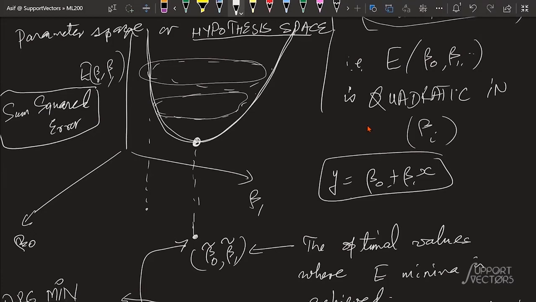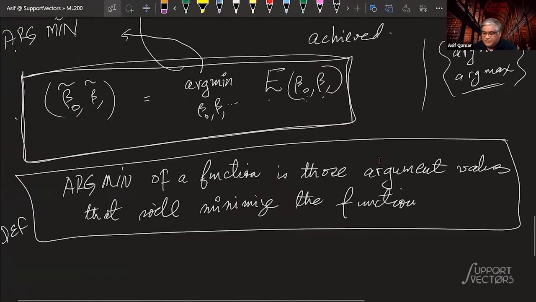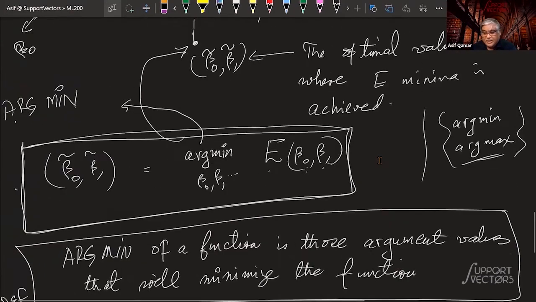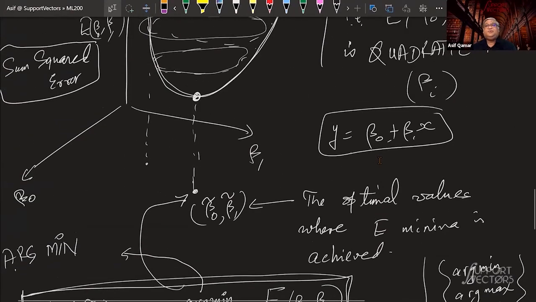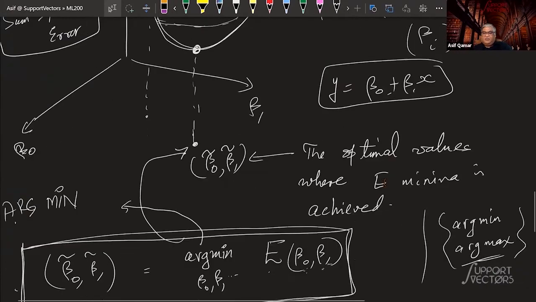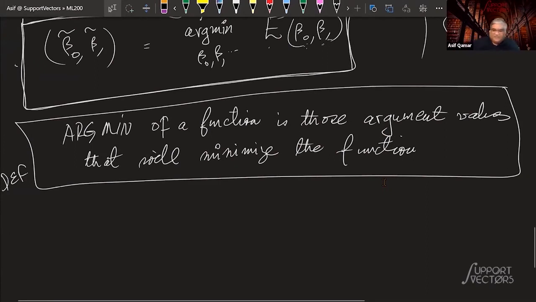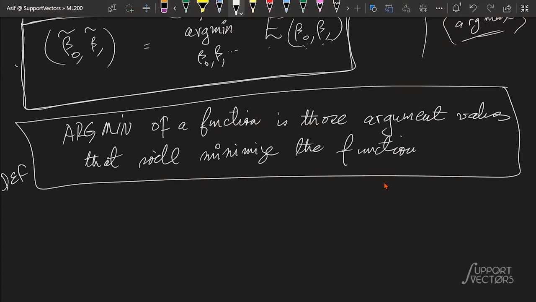Okay, so now comes the theory. This is a recap of what we did in ML100. Here is the intuition. When you add higher degree polynomial terms, you're expanding your hypothesis space, isn't it? Go ahead. The definition that you wrote, the argument of a function, is those argument values that will minimize the function. I didn't get this last part, that will minimize the function. Do you mean the length of the function?